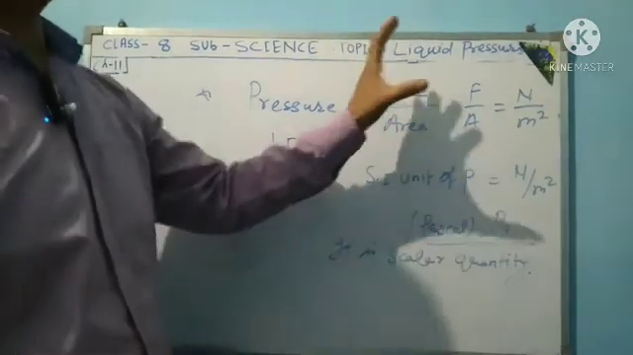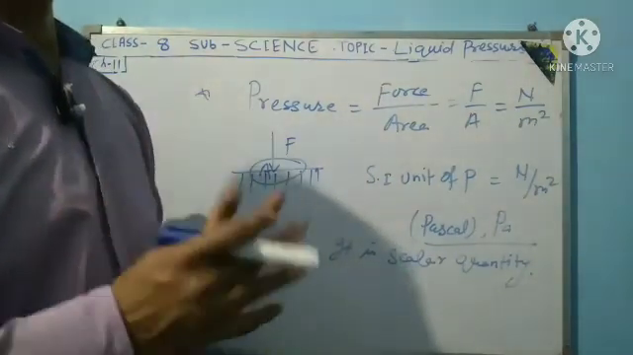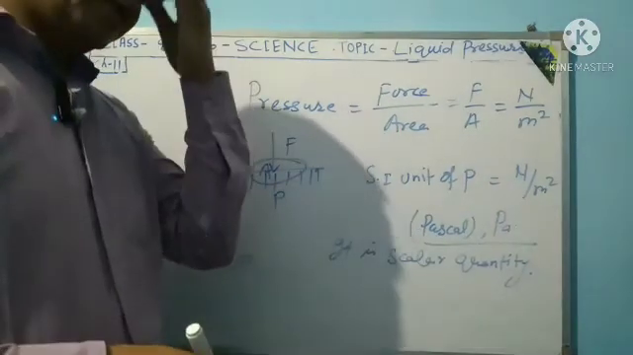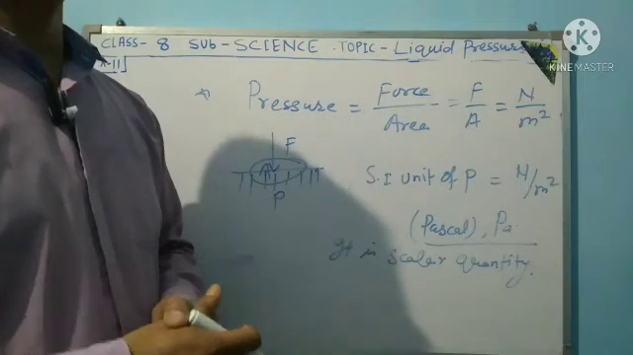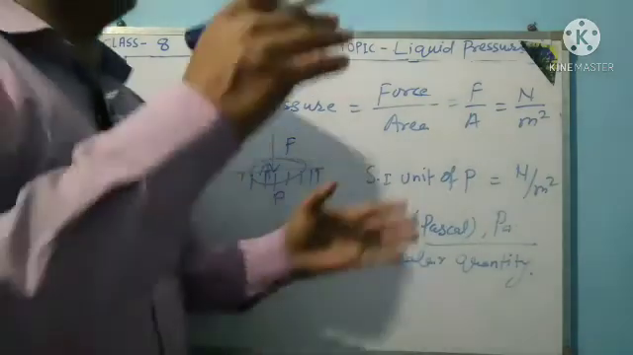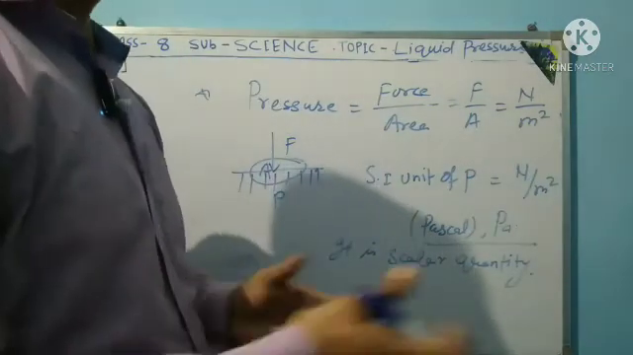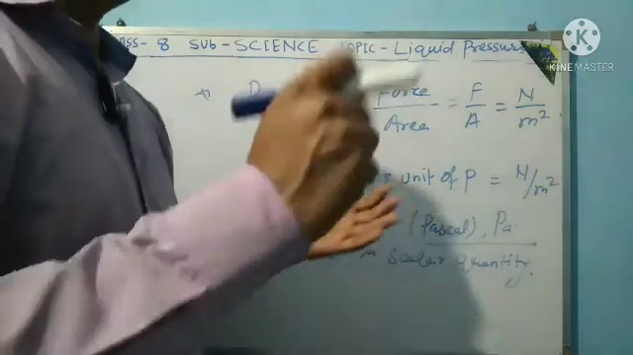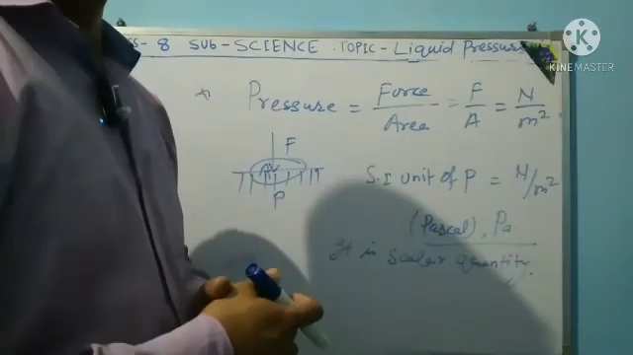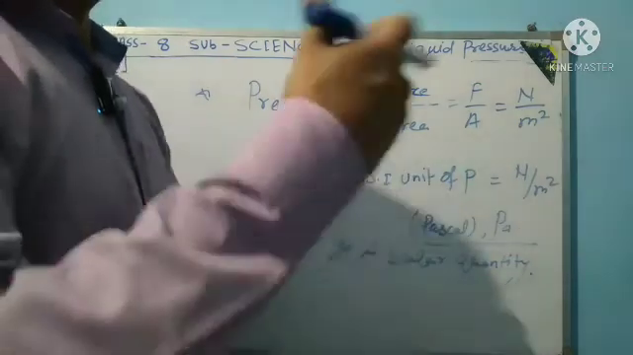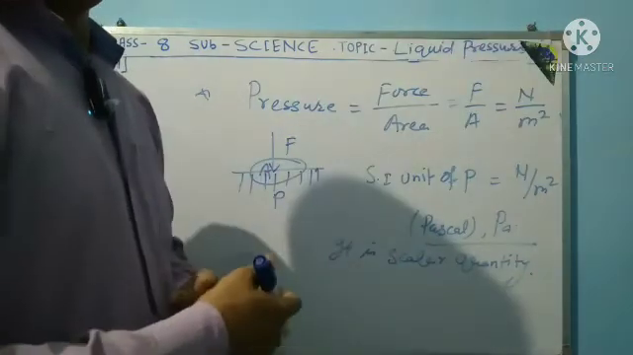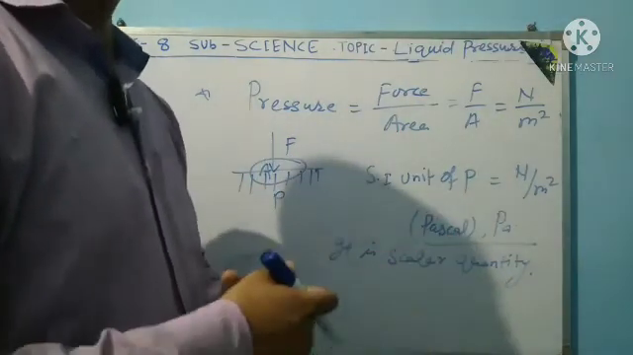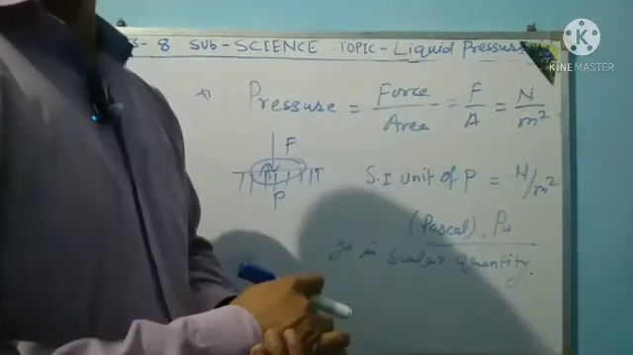That is pressure. If you watch everyday incidents, if a blunt knife cuts a potato or any vegetables, much more force is applied on the vegetables. Why is more force applied on the vegetables?